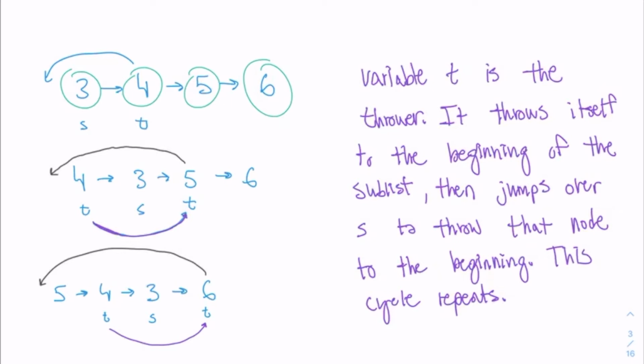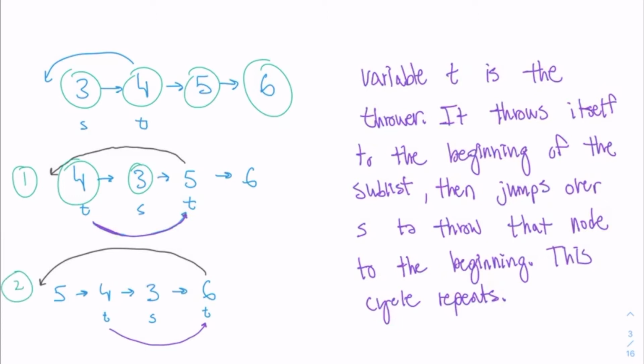But we're basically taking the node that's under the variable t and tossing it over to the beginning of the sublist, so that when we get this node that is equal to t, we are moving it like so that the next node of t is now s. And this is the first iteration.